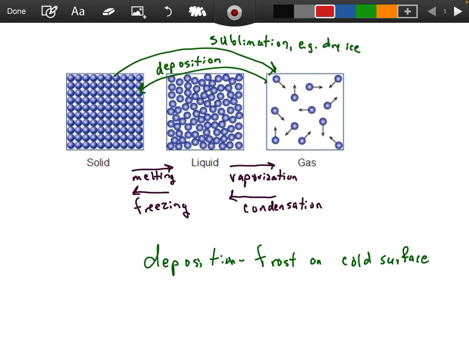If you go directly from a solid to a gas, you skip the liquid phase, such as when dry ice sublimates directly from solid to gaseous phase, that would be sublimation. And when you go from the gaseous phase or the vapor phase to the solid phase and you skip the liquid phase, that would be deposition. An example of that would be frost on a cold surface if it skips condensation.